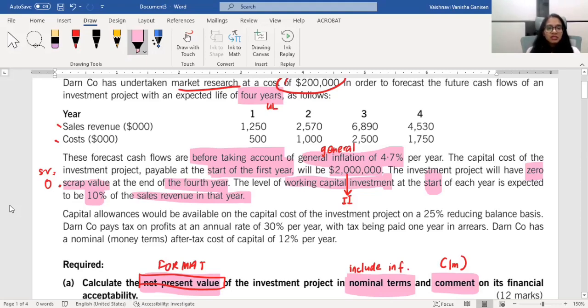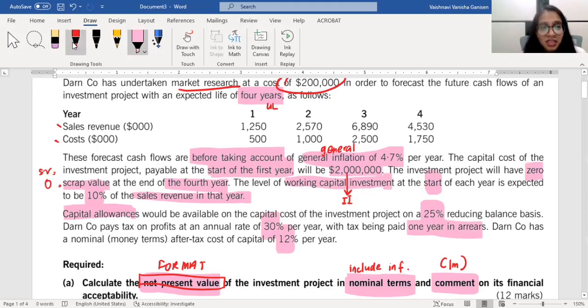Now, the next one, capital allowances would be available on the capital cost of the investment project on a 25% reducing balance basis. That means I need to calculate my reducing balance depreciation, and then that amount you have a tax allowable depreciation of 30%. Now, tax is being paid 1 year in arrears. Danco has a nominal after tax cost of capital of 12%.